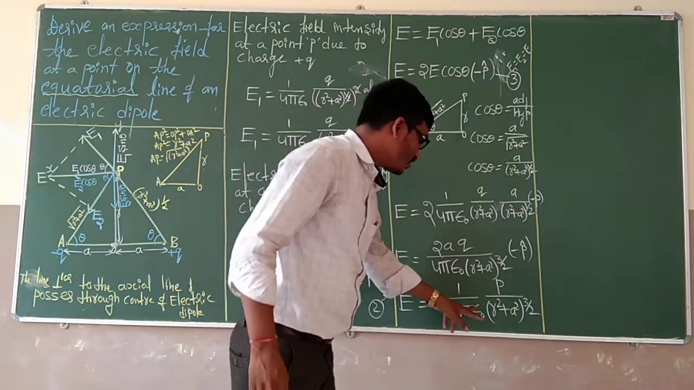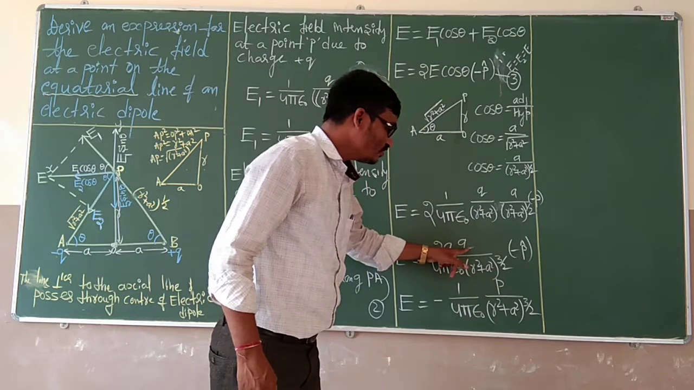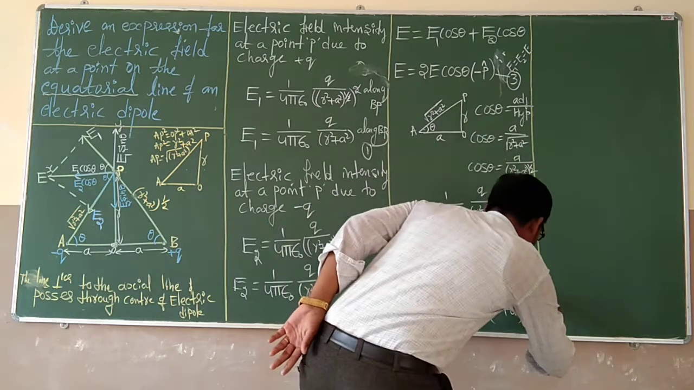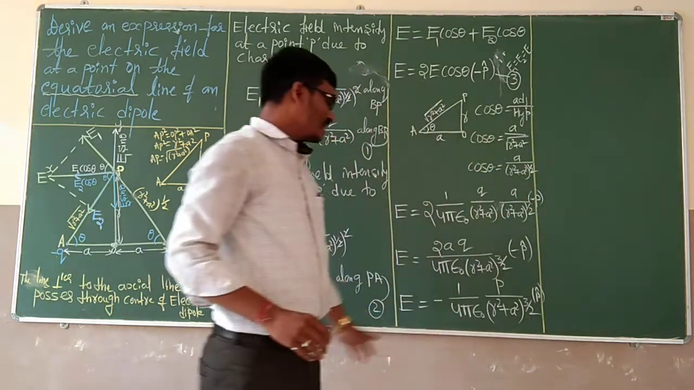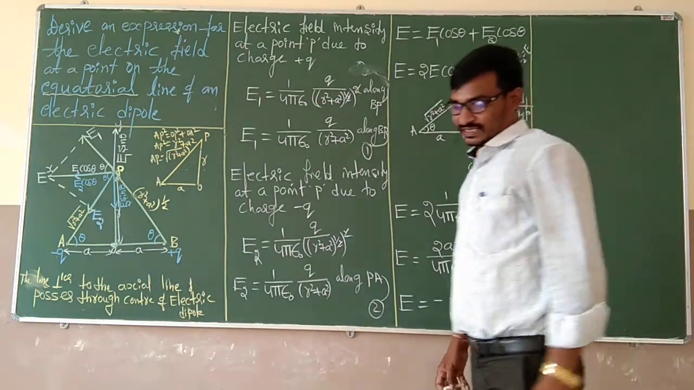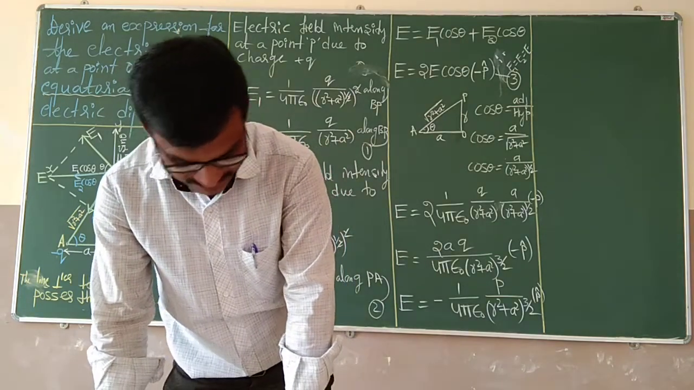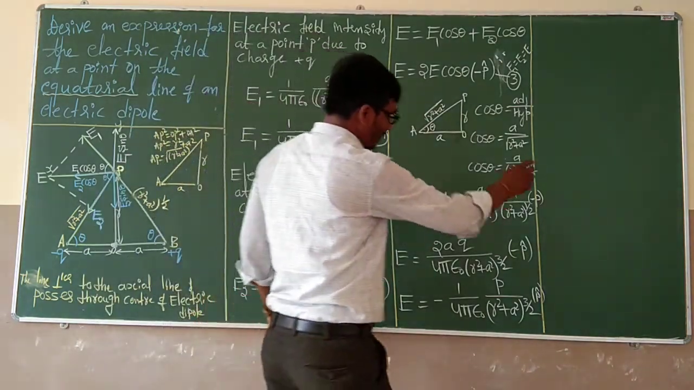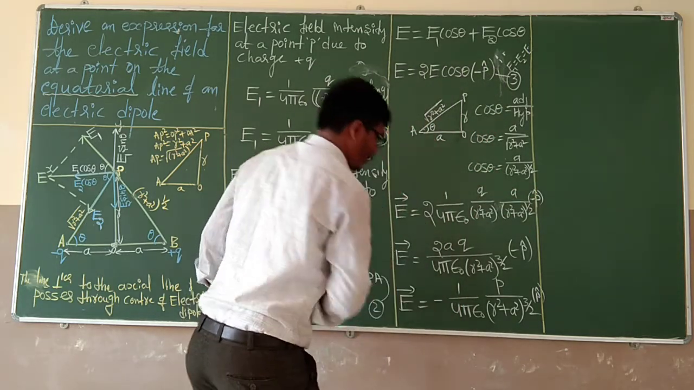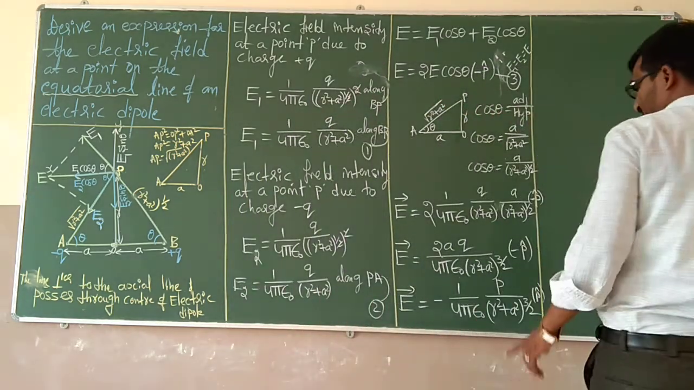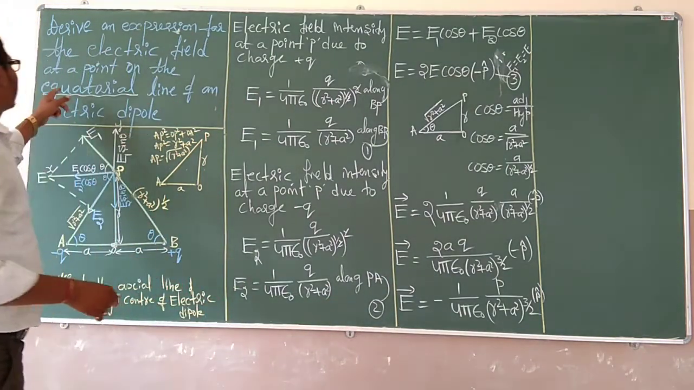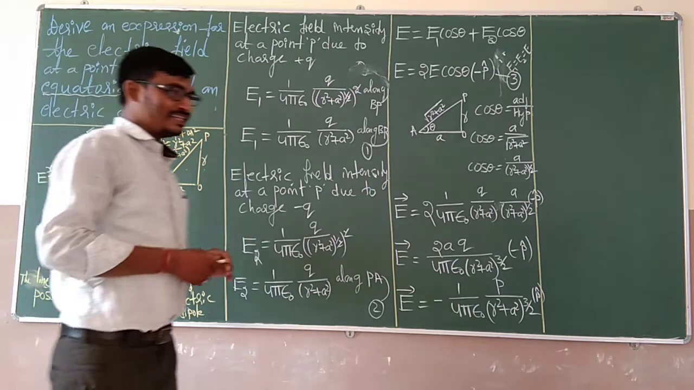Did you understand this step? P means 2A into Q, and we keep 1 by 4 pi epsilon naught as it is. Here I am writing P cap. P cap means that it is the unit vector direction. It is opposite to the dipole axis. This is the final expression for electric field. Since we choose a unit vector cap here, you have to draw the vectors. This is the final expression for electric field due to the dipole axis in the equatorial line.